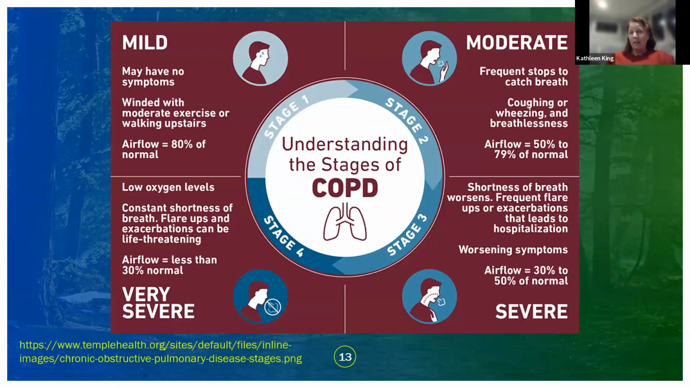Stages of COPD. Mild, moderate, severe, very severe. Mild: your airflow is 80% of normal. So you're pretty close to normal, not quite perfect. You might be winded with moderate exercise. Compare that with stage 4 or a very severe case. You have low oxygen levels. Your airflow is less than 30%. Flare-ups in this range can be life-threatening. And sometimes people with these low oxygen levels do actually have oxygen at home. Sometimes in this later stage of COPD, we do give them oxygen at home.